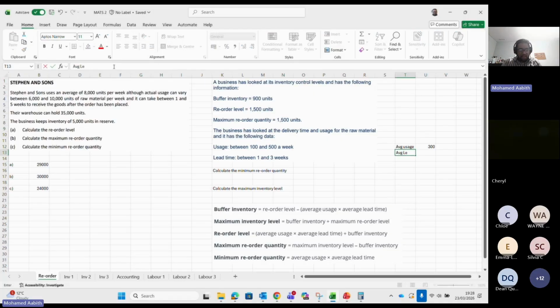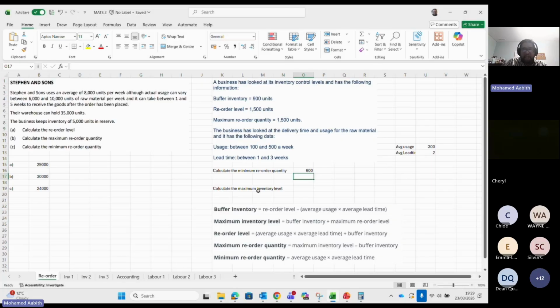Average lead time, how many days are they saying there? It's 1 week to 3 weeks. Obviously, that is going to be 2. So that is straight away an answer for you, because 1 plus 3 divided by 2 is 2 weeks. On average, you'll receive it. They're asking you what is the minimum reorder quantity. So the reorder quantity is going to be multiplying these two numbers, that times that. Find the average number, you will be able to use that anytime.